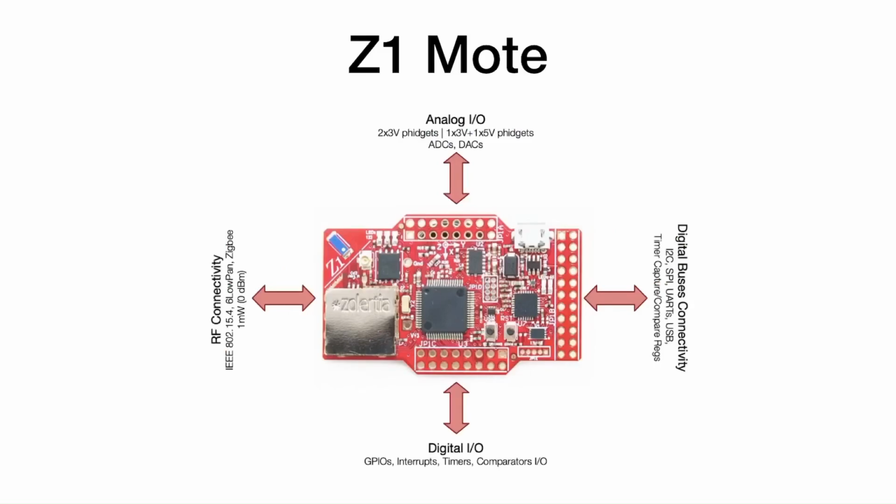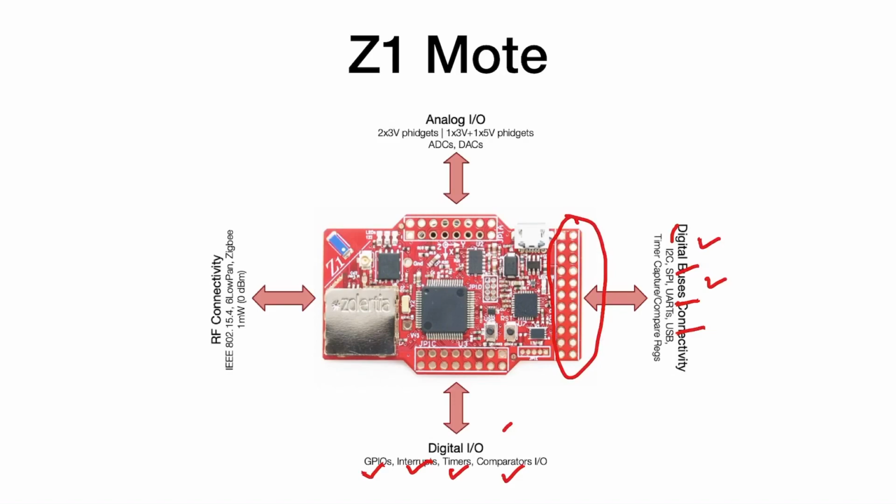So here you have digital I/O. We have general purpose I/Os, interrupts, timers, comparators. We have digital bus connectivity, that means I2C, SPI, which we have already seen, the serial peripheral interface, UART, that is serial communication, USB, and timer capture compare registers. So these are the places where we can connect all the peripherals.